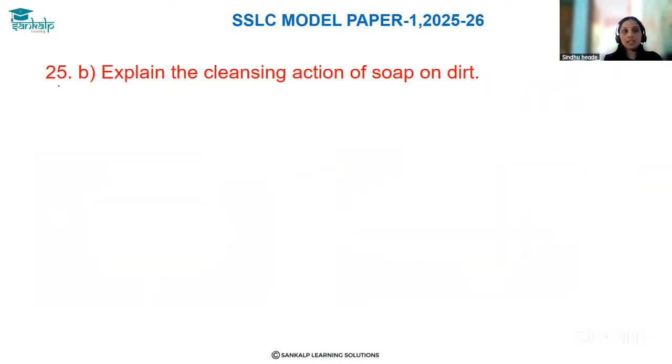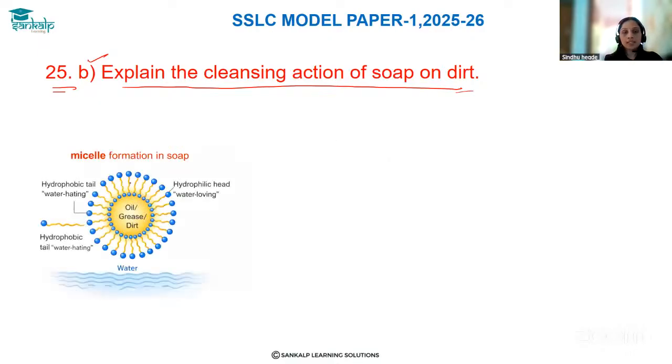We'll see 25th B. Explain the cleansing action of soap on dirt. How does the cleansing action of soap take place towards the dirt? Okay. Now we'll see. Say this is the micelle formation in a soap. Soap first forms a micelle and after that it cleans the dirt, grease or oils, whatever.